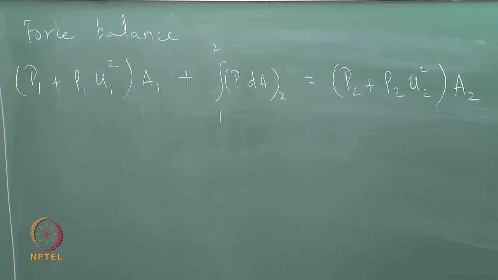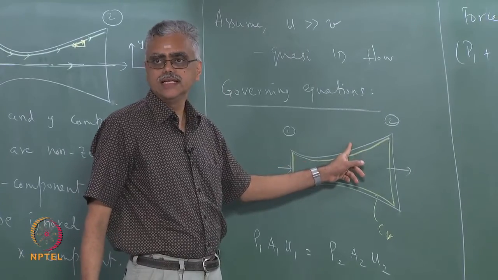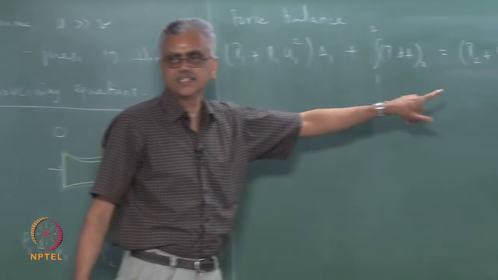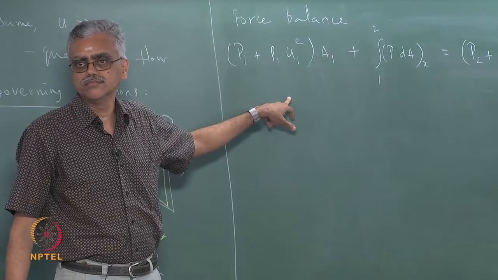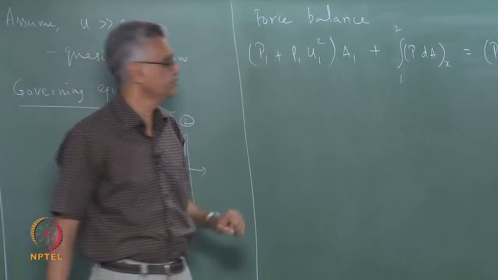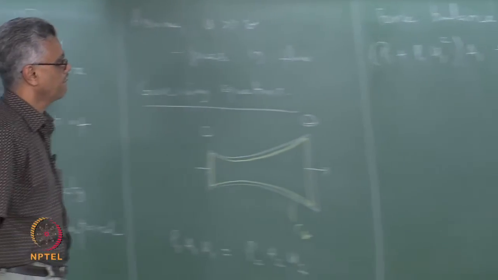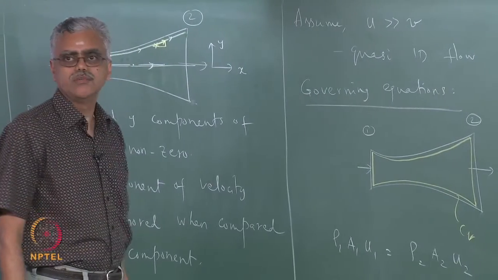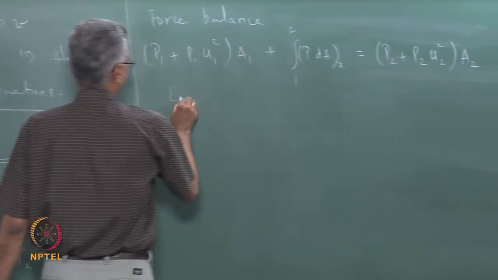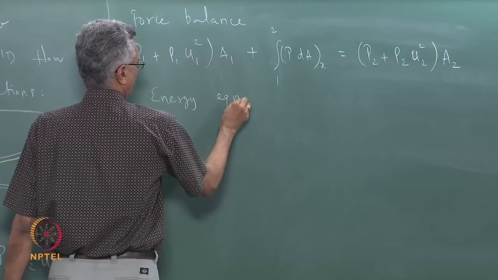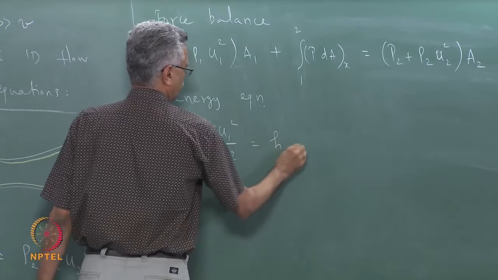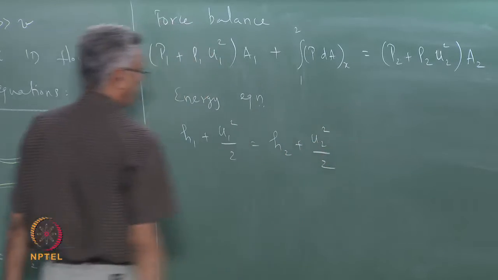Notice that the pressure force acts normal to the surface and there is a component of the force which acts in the x direction. So, we are writing force balance in the x direction because this is a quasi one dimensional flow. We are not worried about the y direction. This is only the force balance in the x direction. Energy equation remains the same as before, there is no heat addition or heat removal. So, energy equation is H1 plus U1 square over 2 is equal to H2 plus U2 square over 2.